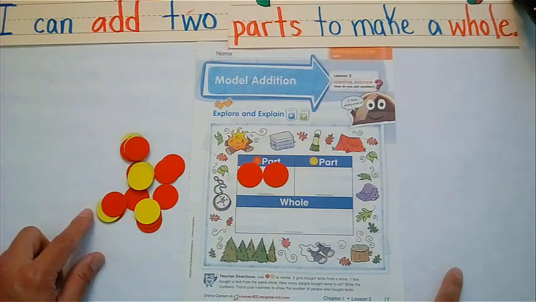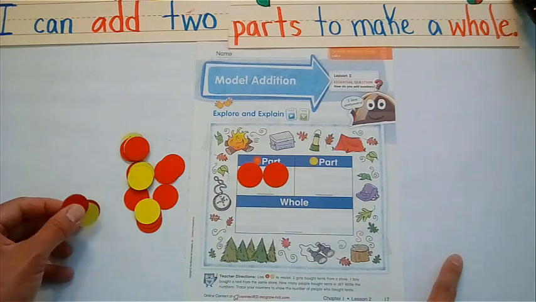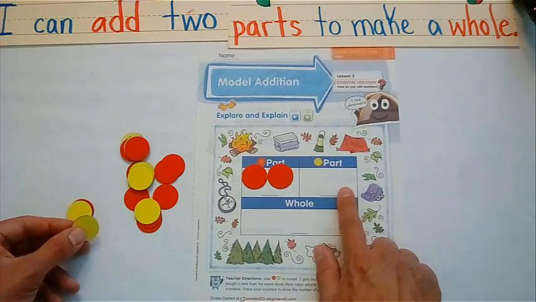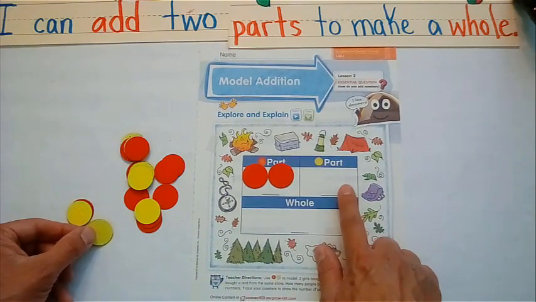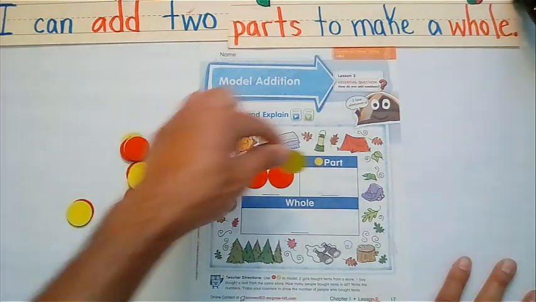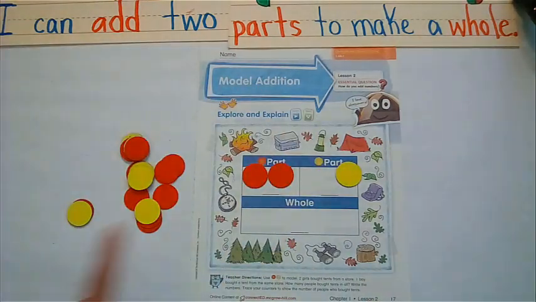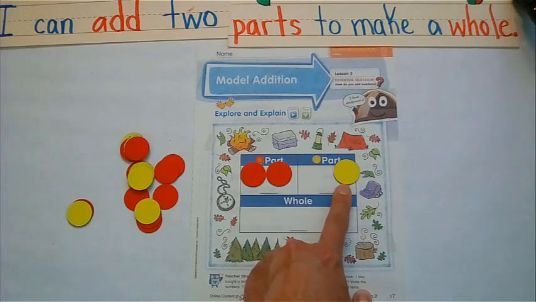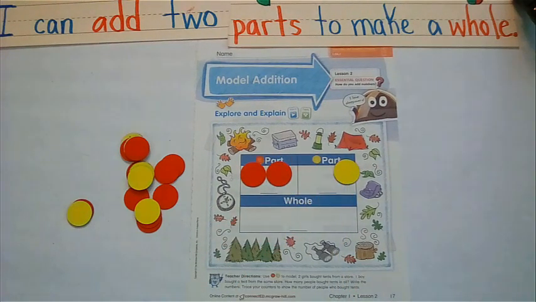And one boy bought a tent from a store. One boy bought a tent from a store. So how many dots should I put in there? That's right, 1. Because two girls bought tents from a store and one boy bought a tent from a store.